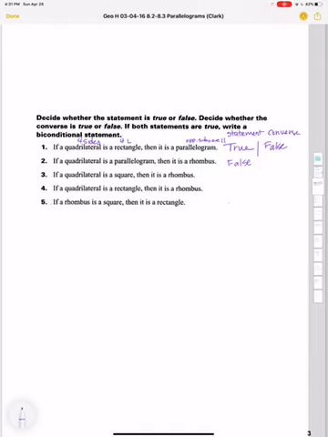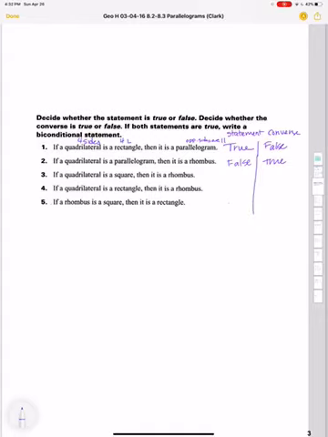But if we make the converse of it, if a quadrilateral is a rhombus, then is it a parallelogram? Yes, it is. It has to be. Because that's what a rhombus is. A rhombus is a parallelogram.